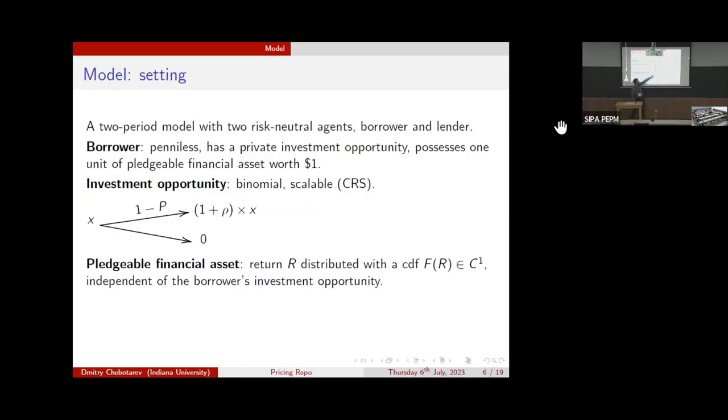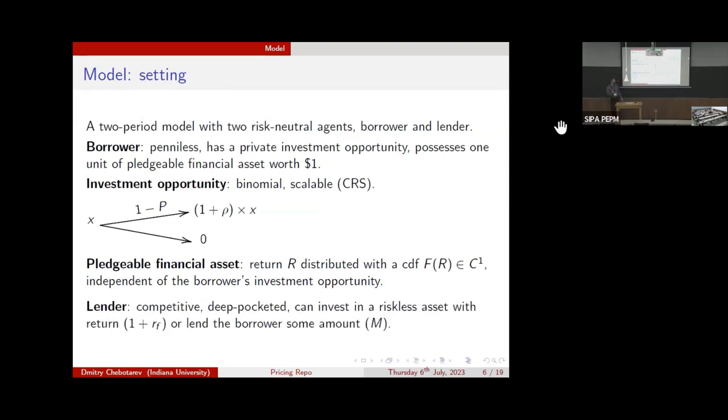It has a return R, which is distributed in any general way so that the derivative is continuous. And it's independent from the investment opportunity. Okay. Now, what can we say about the lender?